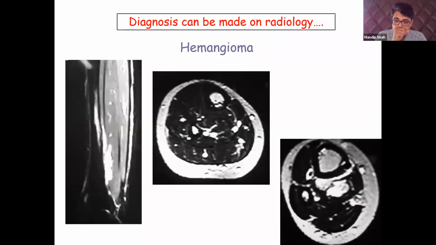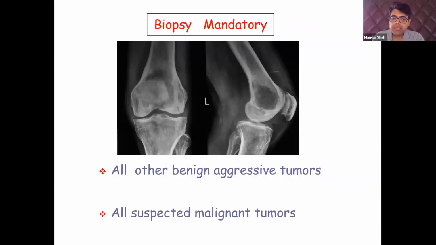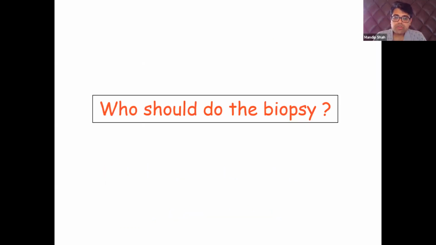And fifth is vascular neoplasm or hemangioma, where you have a classical cluster of grapes type of appearance, and it is clubbed with the clinical examination of wasting. You also have a history of severe pain, especially tenderness on pressing rather than pain. But all the other benign aggressive lesions or all suspected malignant tumors must be biopsied before the final treatment is started. So the third question is, who should do the biopsy?